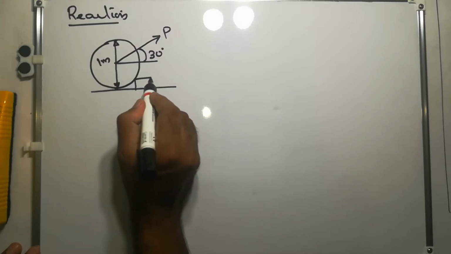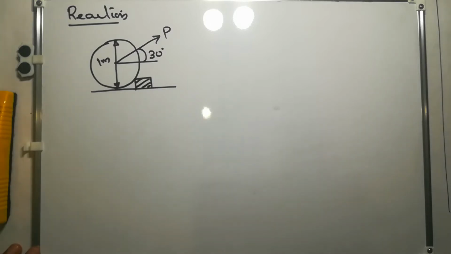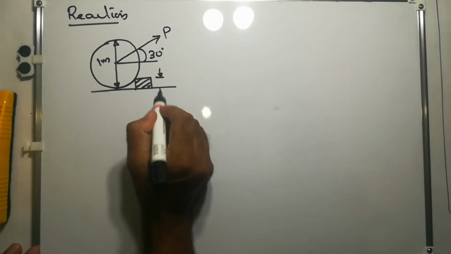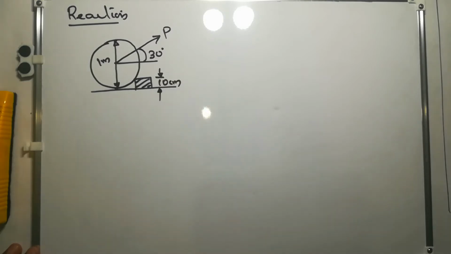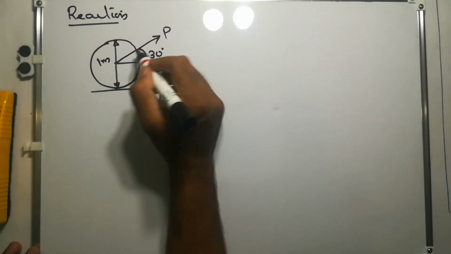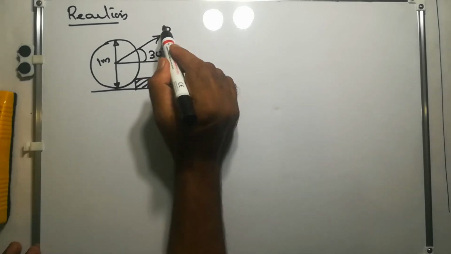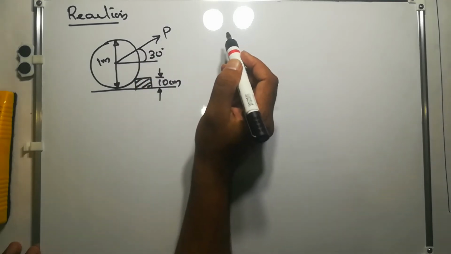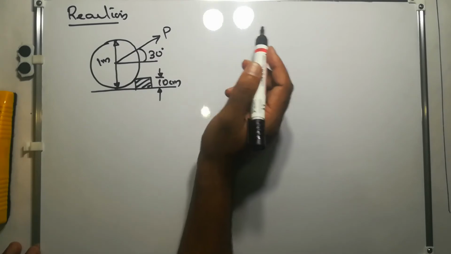At a particular instance, an obstacle comes across the roller, and its height is 10 centimeter. So we need to find out how much force is needed to overcome this obstacle, that is, what should be the magnitude of P. Direction is already given at 30 degree with the horizontal, so we need to get the magnitude of P.